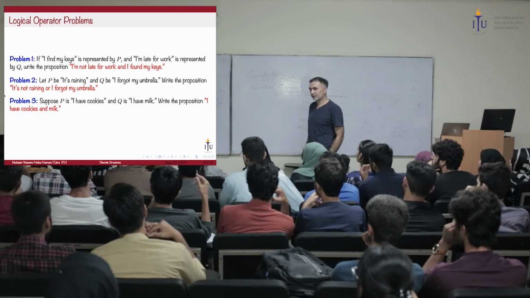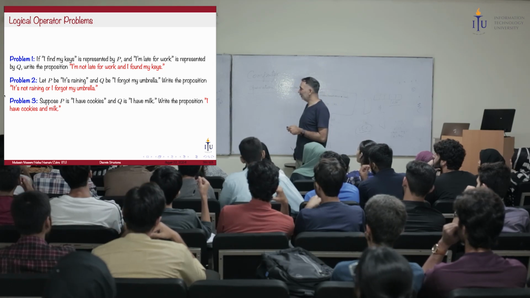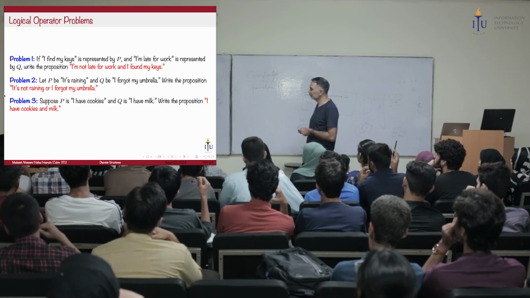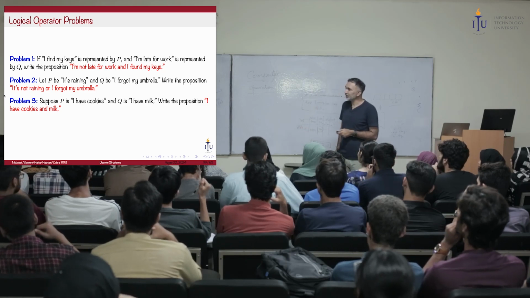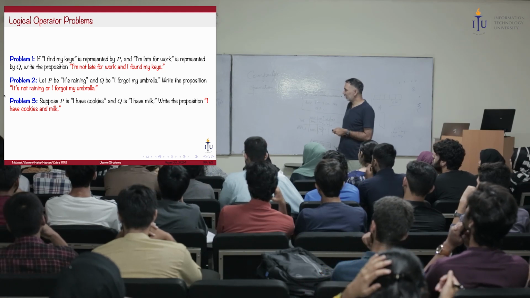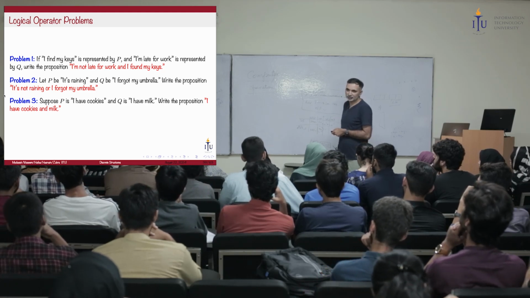Sir, not P or Q. Not P, or Q. Yeah, that's quite simple, right? It's the negation of the first statement, and there is an OR operator, and then I would say that I forgot my umbrella, which is Q.